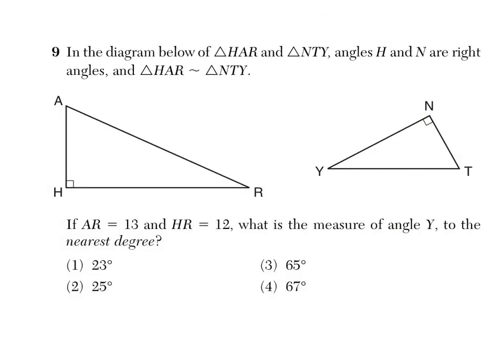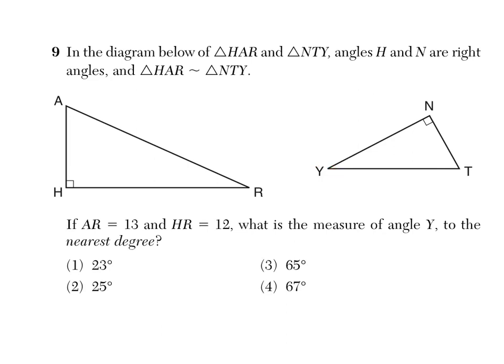Here we have two triangles, and I notice that angle H and angle N are right angles, and I can see that this triangle is similar to this triangle. Tremendous. I also notice that it says if side AR is 13 and HR is 12, what is the measure of angle Y to the nearest degree? So we're going to be rounding.